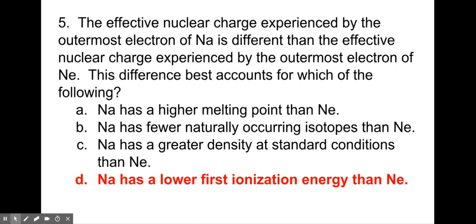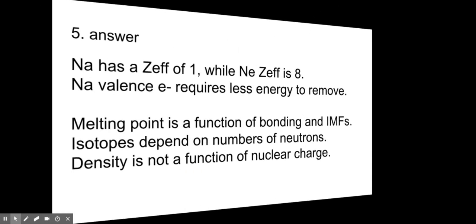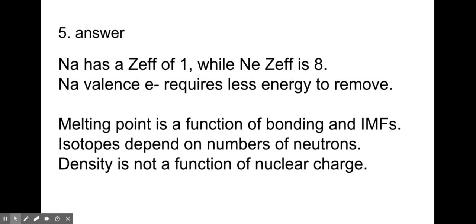So in a case like this, I want to actually look and see what those effective nuclear charges are. So we can see that sodium has a Zeff of 1 and neon has a Zeff of 8. Instead of calculating, particularly for our main group elements in the s and the p blocks, you can just look at the number of valence electrons, and that's going to tell you what the Zeff is. So Zeff increases from left to right across the table.